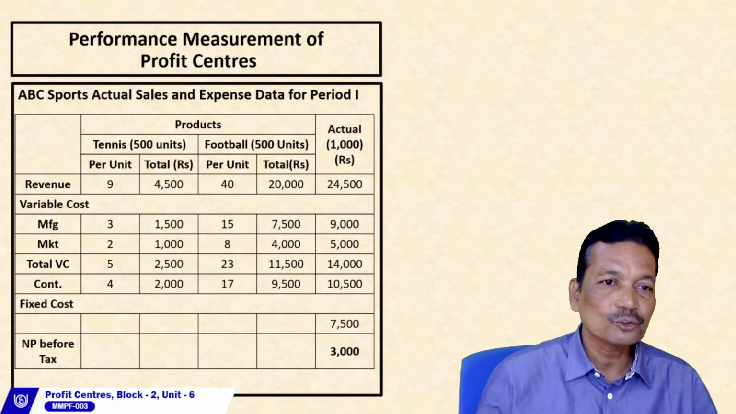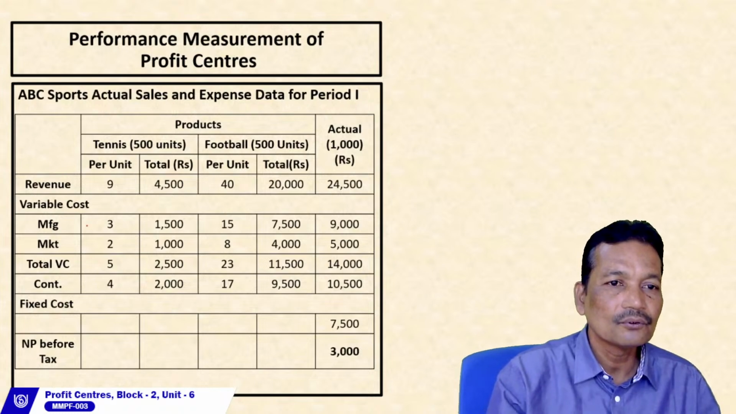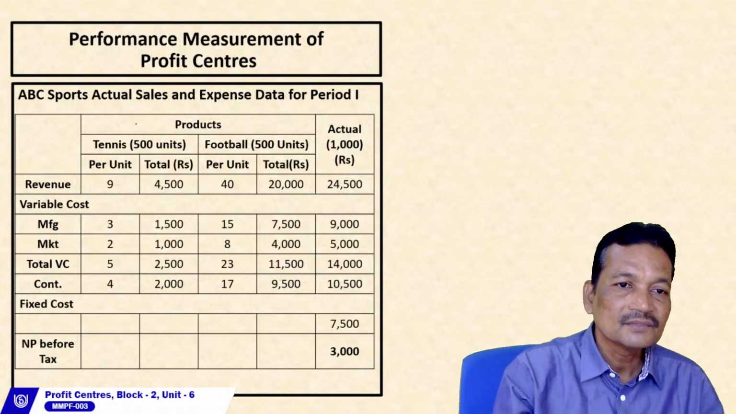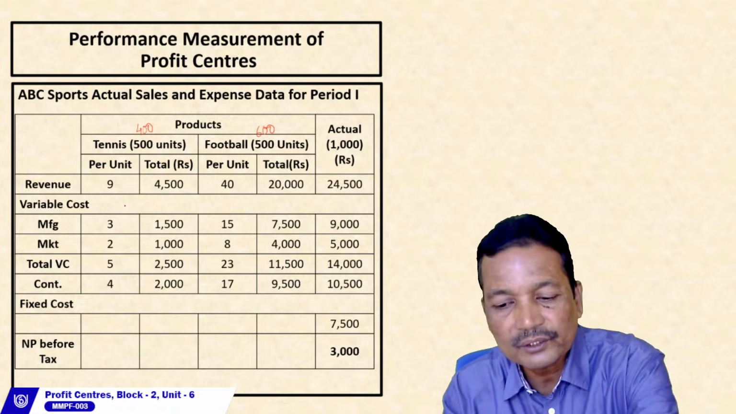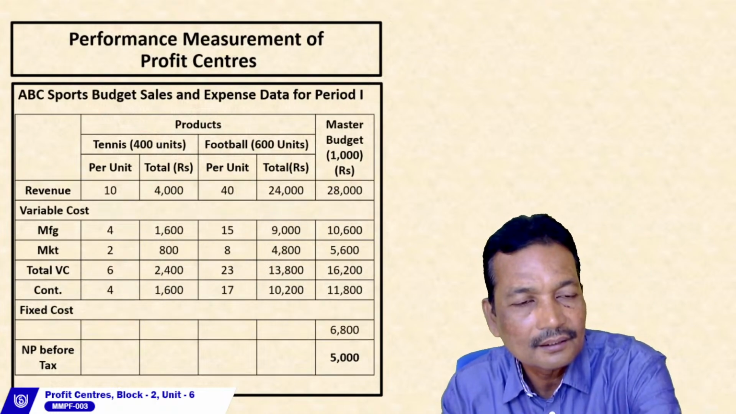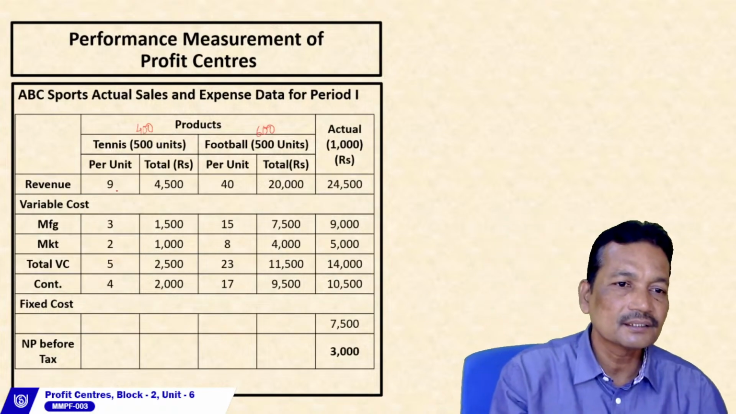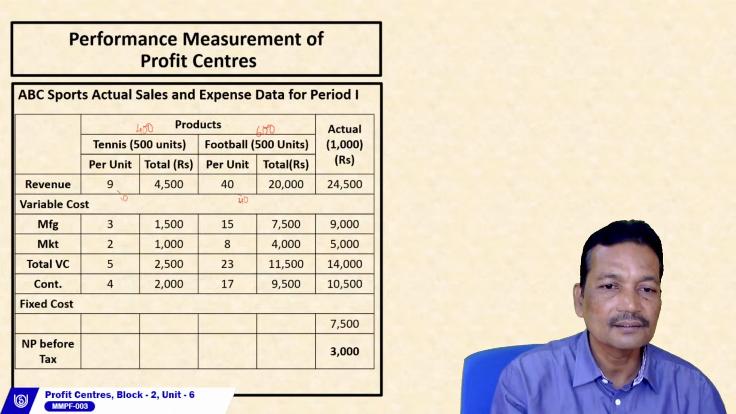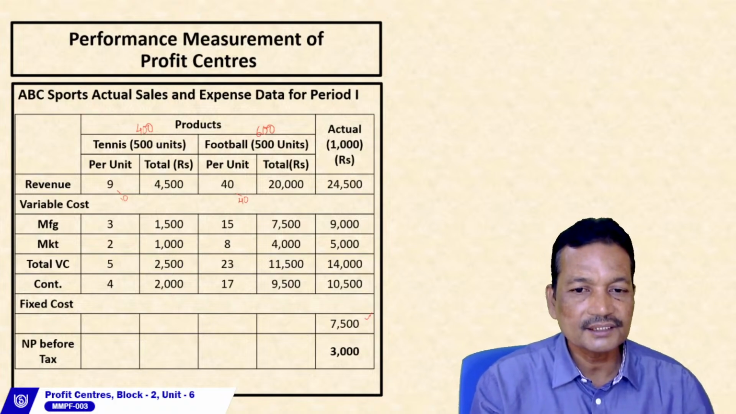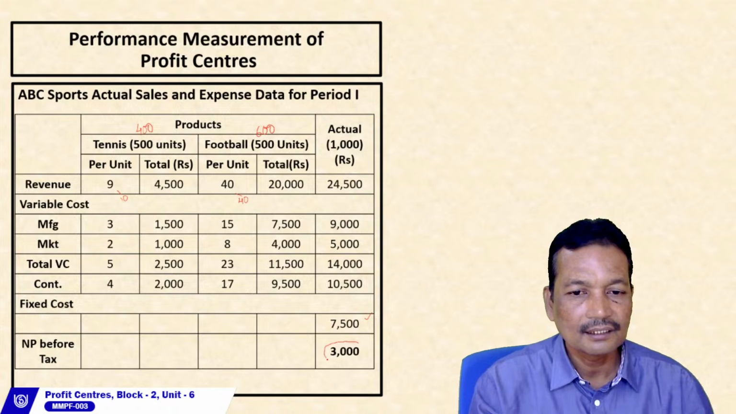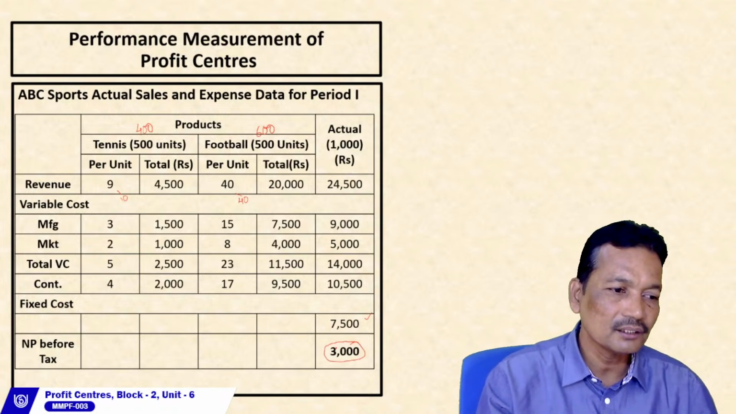Here actually we have sold 500 units of the tennis balls. In the budget it was 400, I presume, and here it was 600. Similarly, revenue, if we look at, was 10 rupees and 40 rupees. This was 10, this was 40. And fixed cost also has changed, and we get a net profit of actual 3,000.